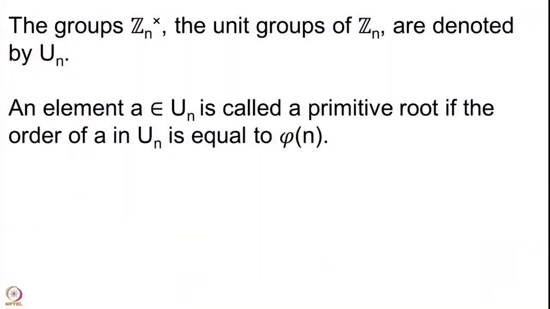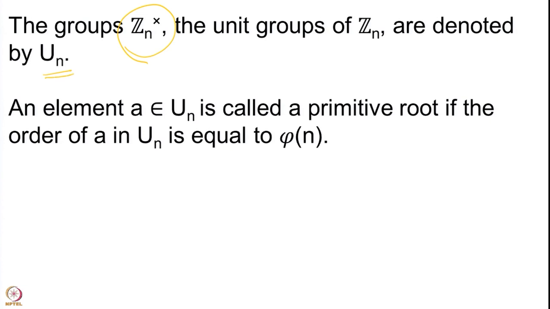Welcome back. In the last lecture, we proved that UP has primitive roots. So, what are UN in general? Let's have a very quick recall. These are the groups. UN denotes the groups ZN cross. These are the groups that we are studying, denoted by UN, where N is a natural number. And we want to study when exactly these groups are cyclic.